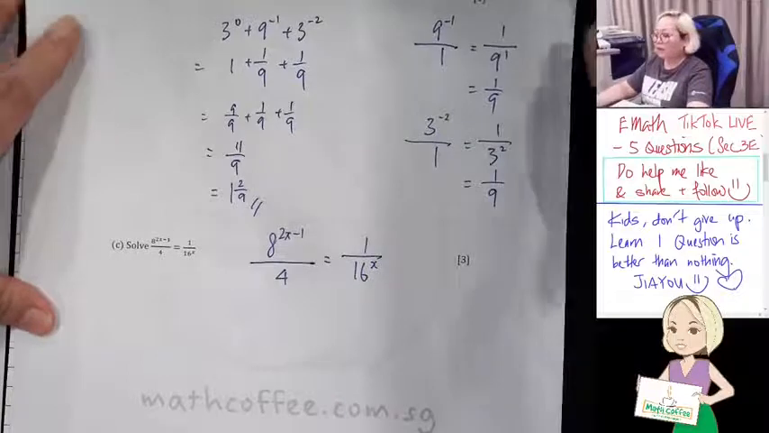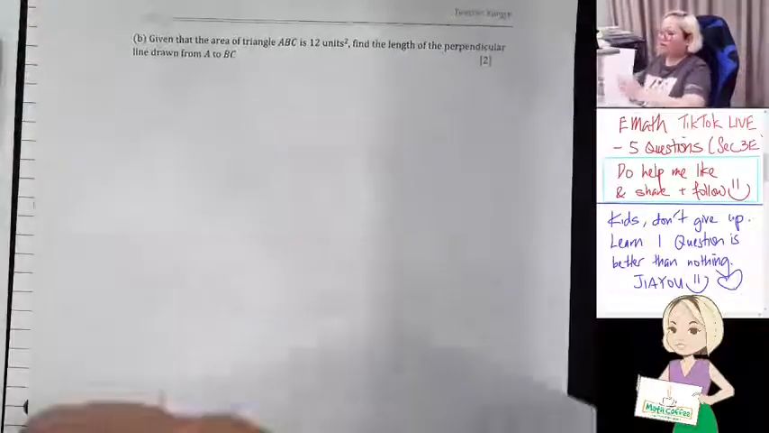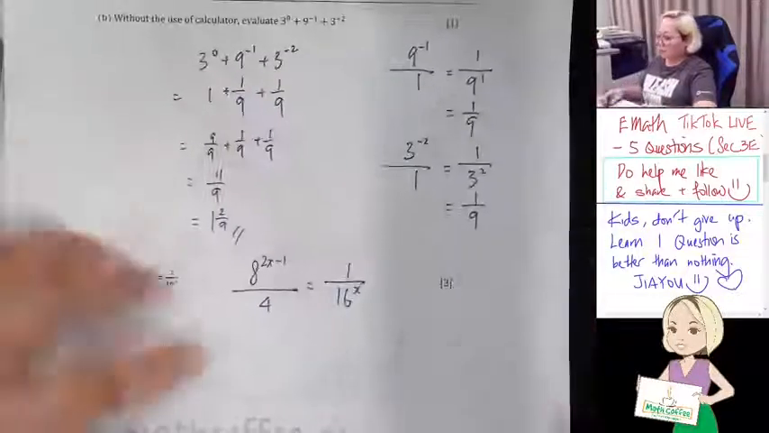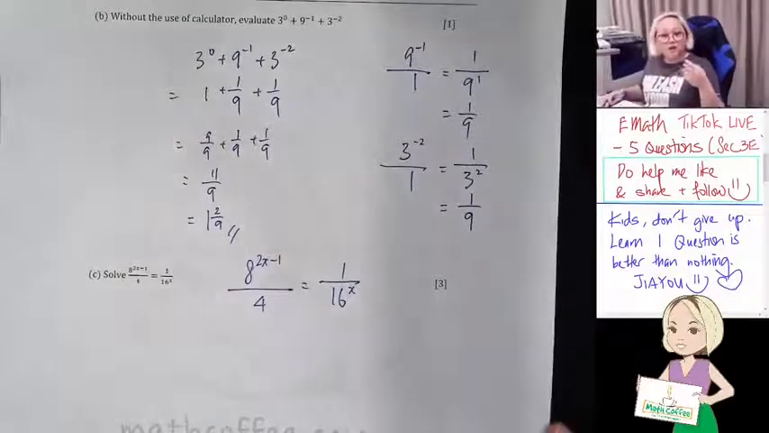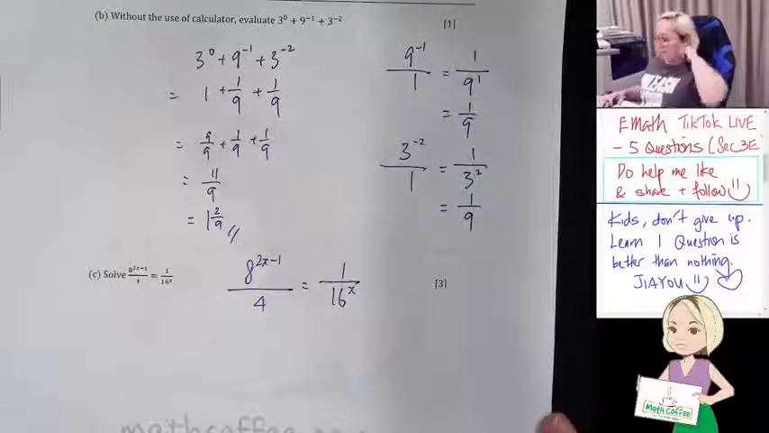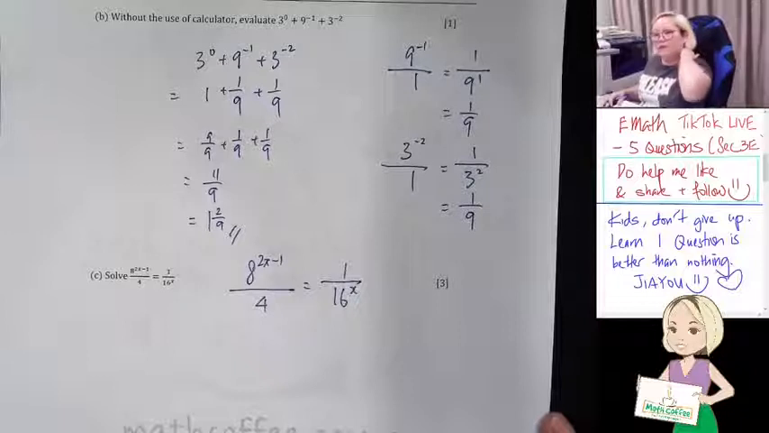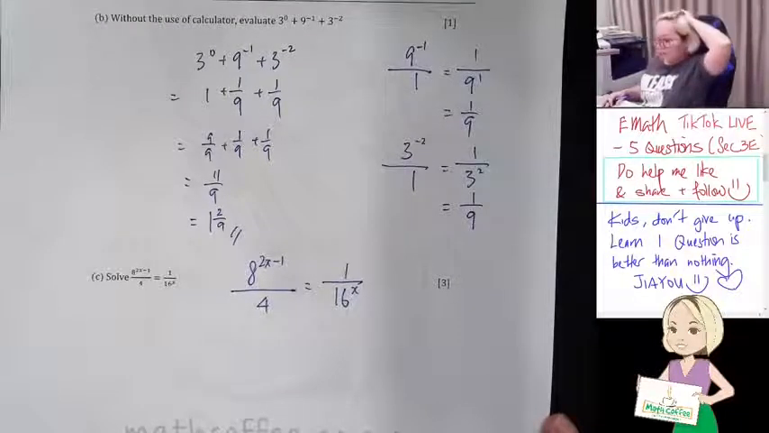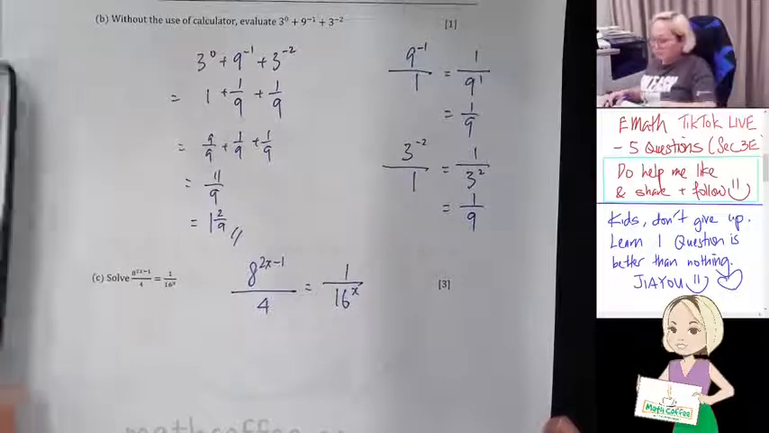So you need to know how to identify numbers of what is their base. So when you see 8, when you see 4, you see 16, you know that they are 2 to the power of something. 2 to the power of 3 gives us 8. 2 to the power of 2 gives us 4. 2 to the power of 4 gives us 16.